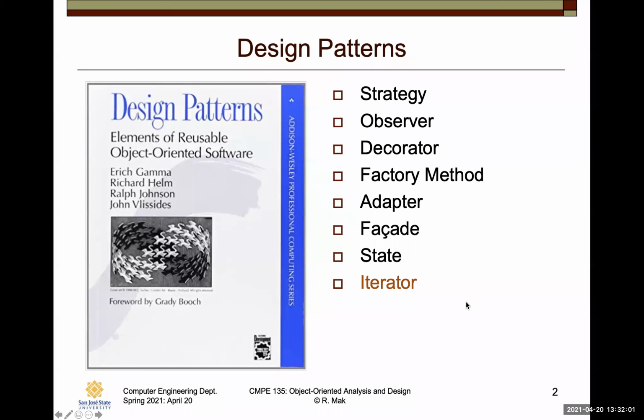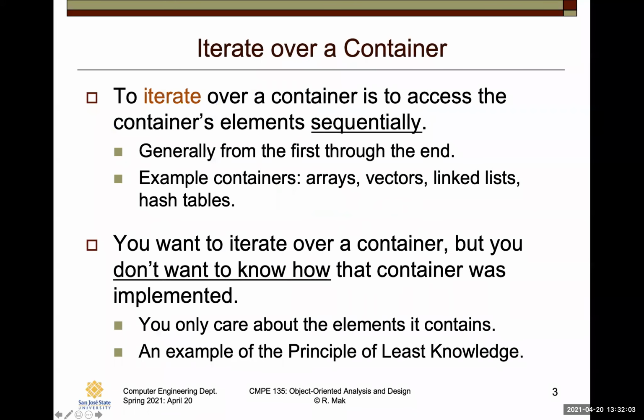All right, so the iterator design pattern, the whole idea is that you have some data structure as a container, like a vector or an array or a linked list, and you want to be able to access the elements sequentially. So if it's a vector, you want to go from the first element all the way through to the last element, and you want to be able to do this for any container.